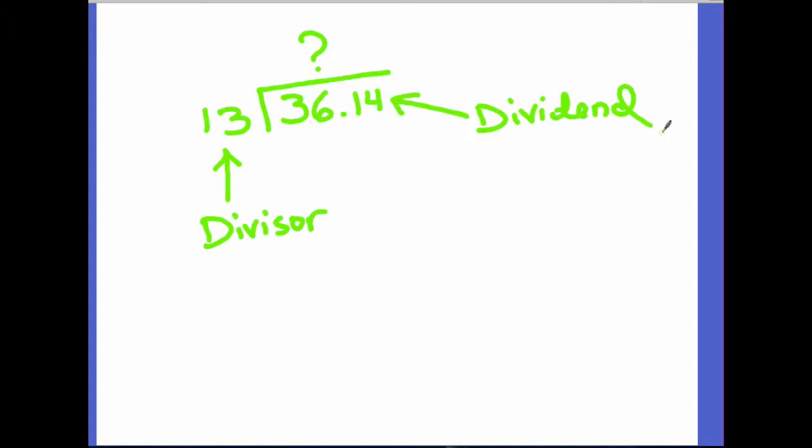Because you're getting to the point now where you're going to be dividing numbers that are smaller than the divisor. And what goes there? What is that? That would be your quotient. That would be the quotient.